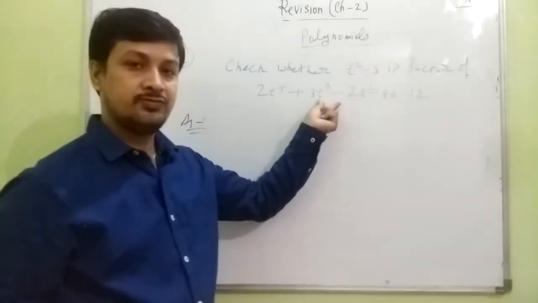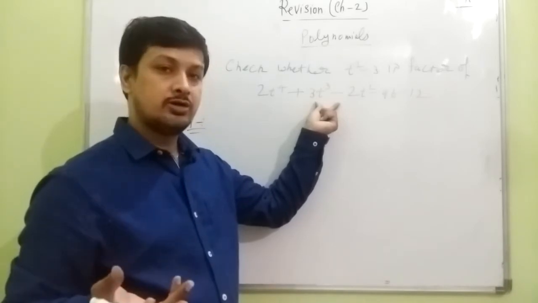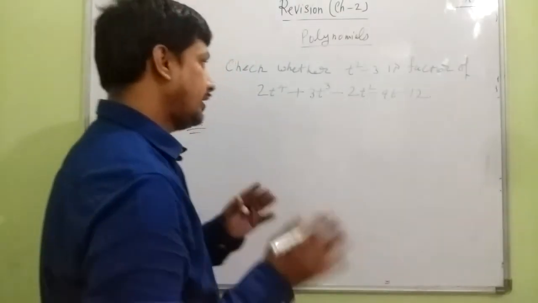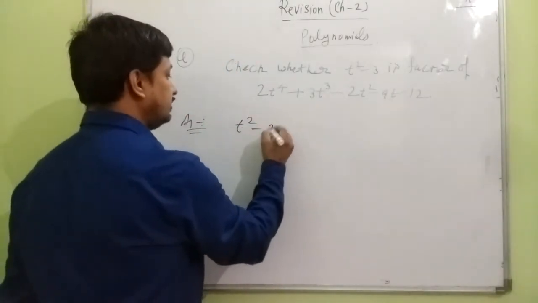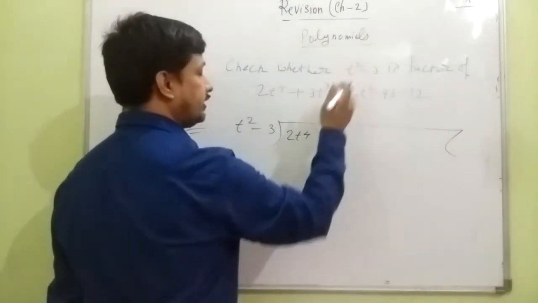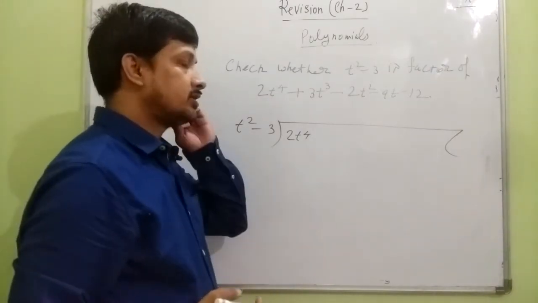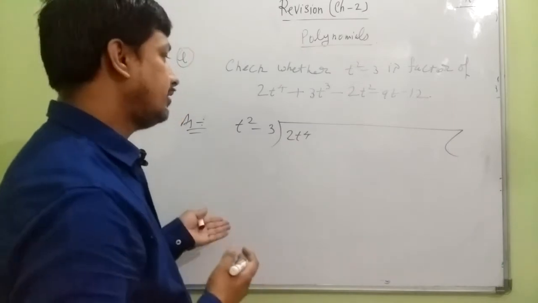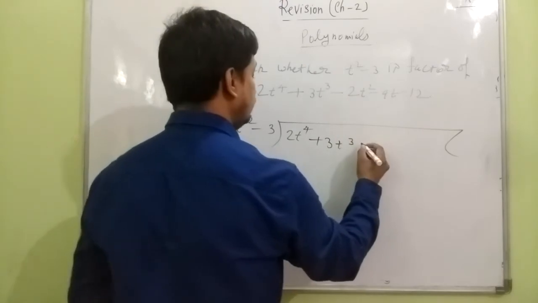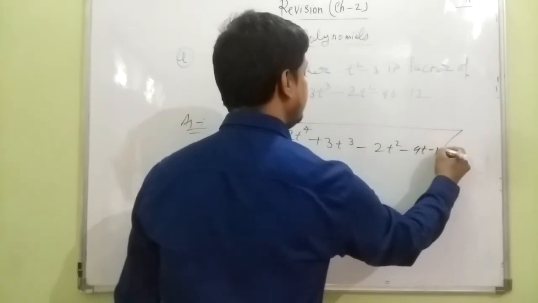If this is a factor of this, then the remainder should be 0. Otherwise, if the remainder is not 0, then we will say t square minus 3 is not a factor of this polynomial. So we have to just apply the long division method, because this is a quadratic polynomial. If it was a linear polynomial, then it would be easy because we can apply the other method, but here we have to just divide. So it is 2t to the power 4 plus 3t cube minus 2t square minus 9t minus 12.